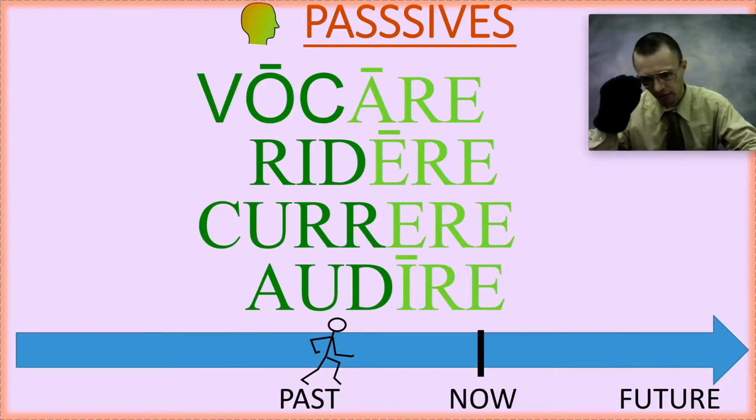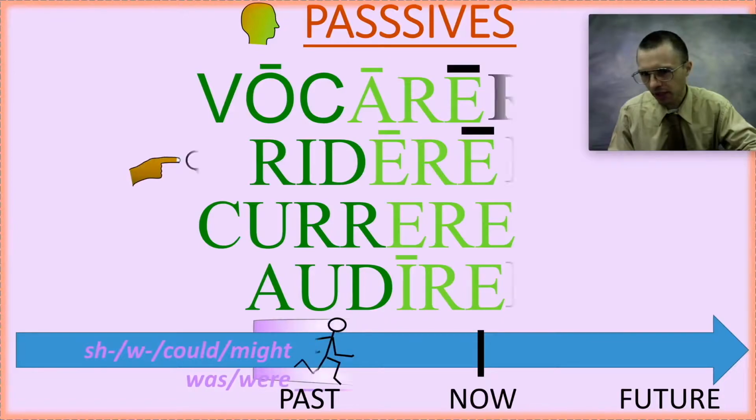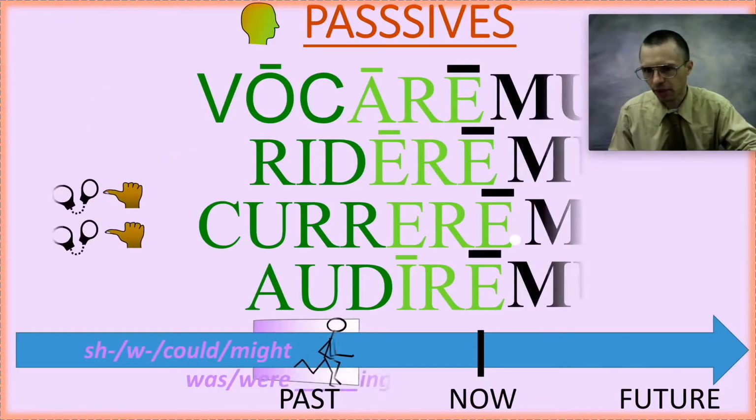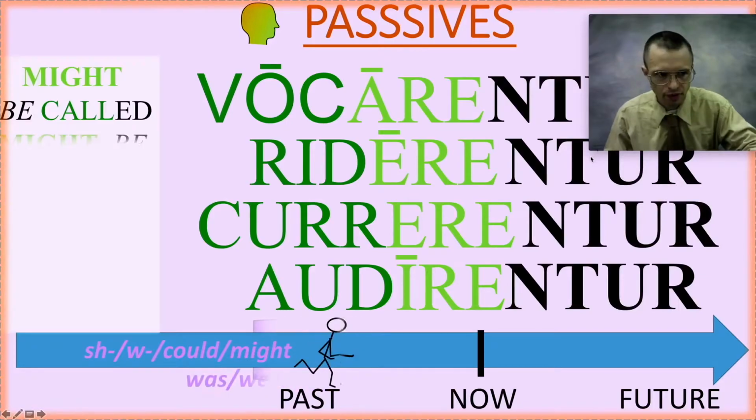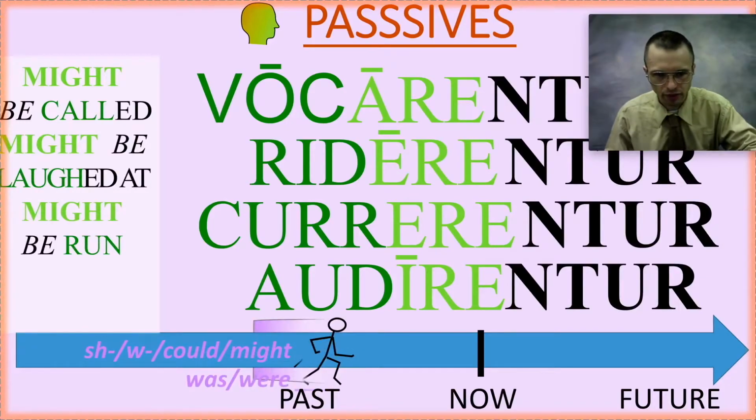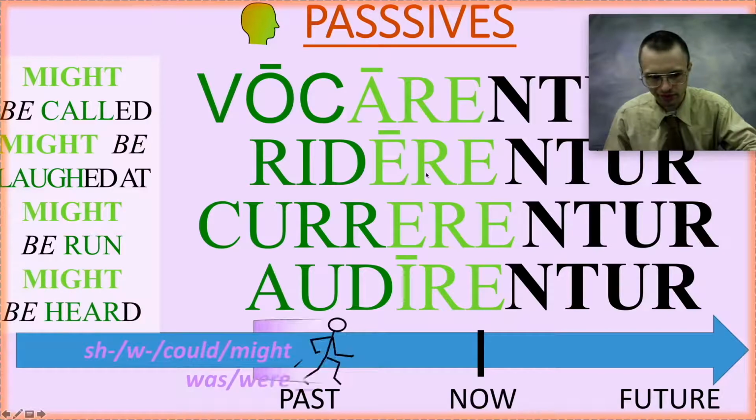And then for the passives, it's just the same again. You just stick on the passive endings. I might be called, you might be called, she might be called, we might be called, y'all might be called, and they might be called. So in this case, you're not doing the calling, but someone else is doing it.